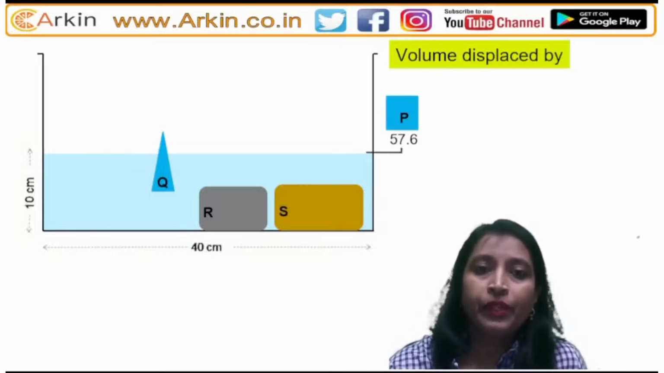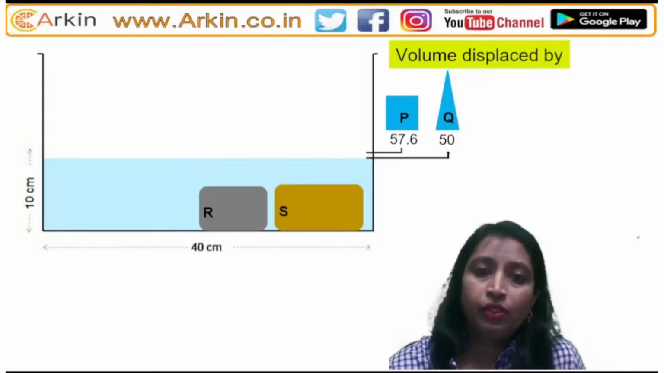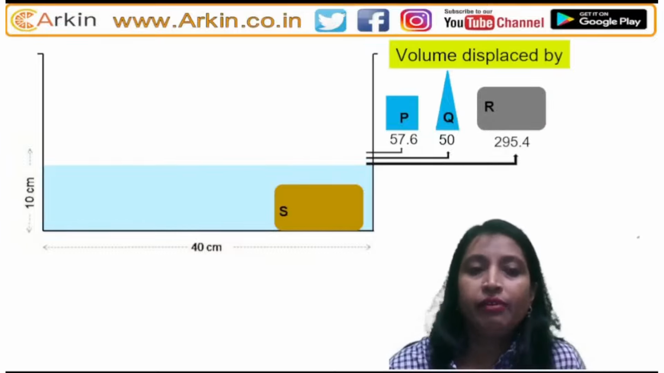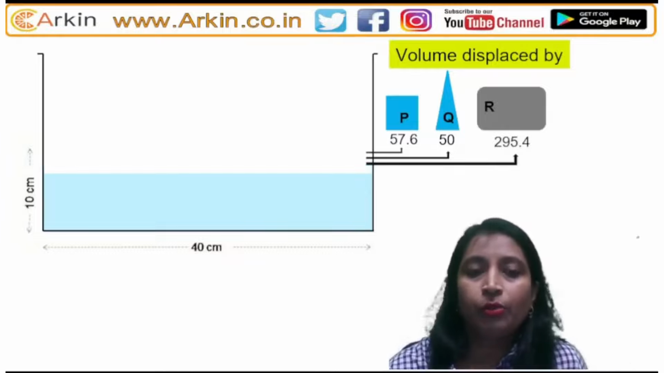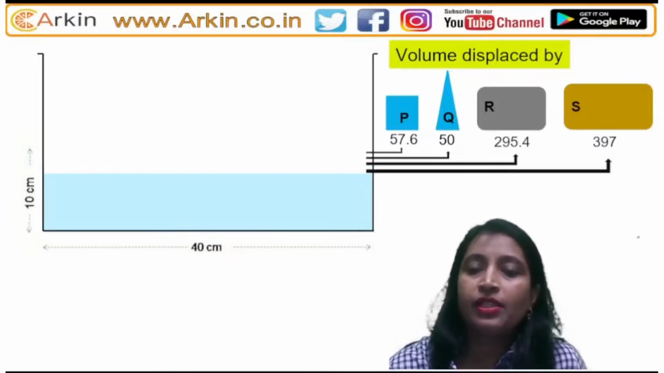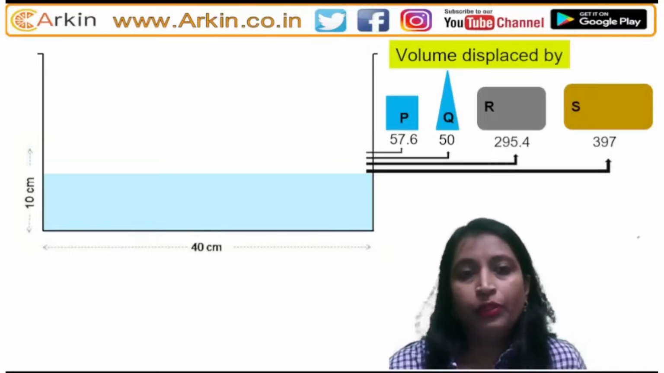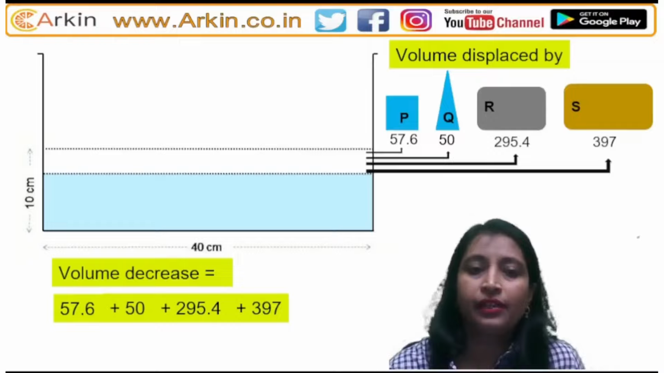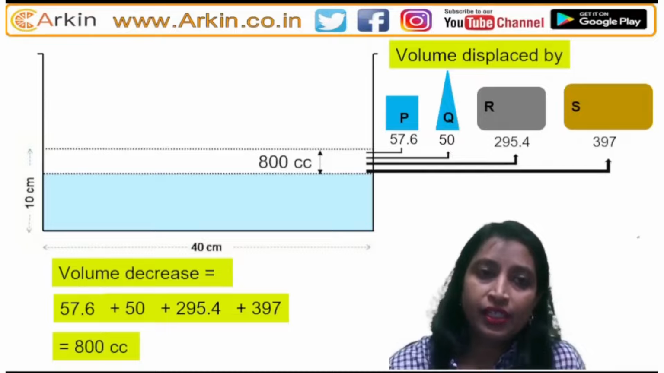So if you take out P, the volume displaced by P was 57.6, and the level will go down. Again, if we take out Q, it had displaced 50 cc, so again the level will go down. Again, R had displaced 295.4 cc, so the level will go down again. Again, the volume of S is 397 cc, so again the level will go down. So the total volume which will decrease is 57.6 plus 50 plus 295.4 plus 397, that is equal to 800 cc. Now that means the total volume decreased is 800 cc.